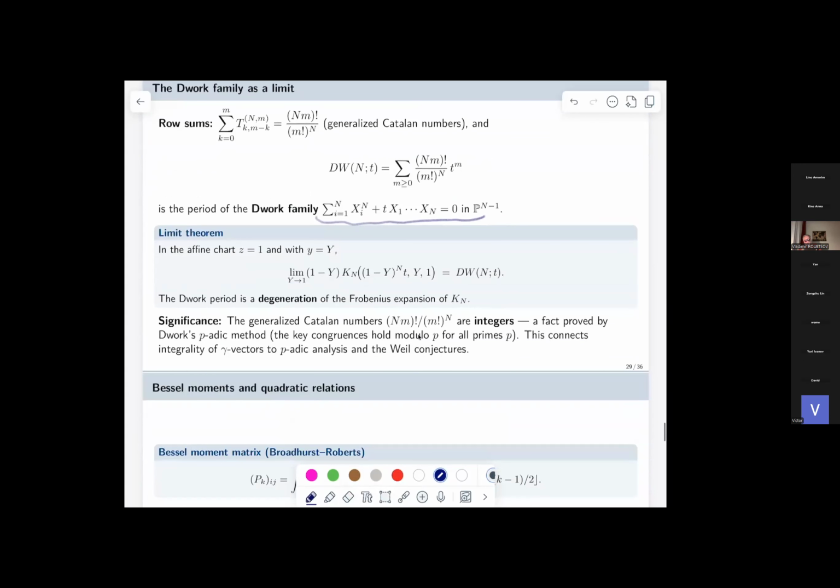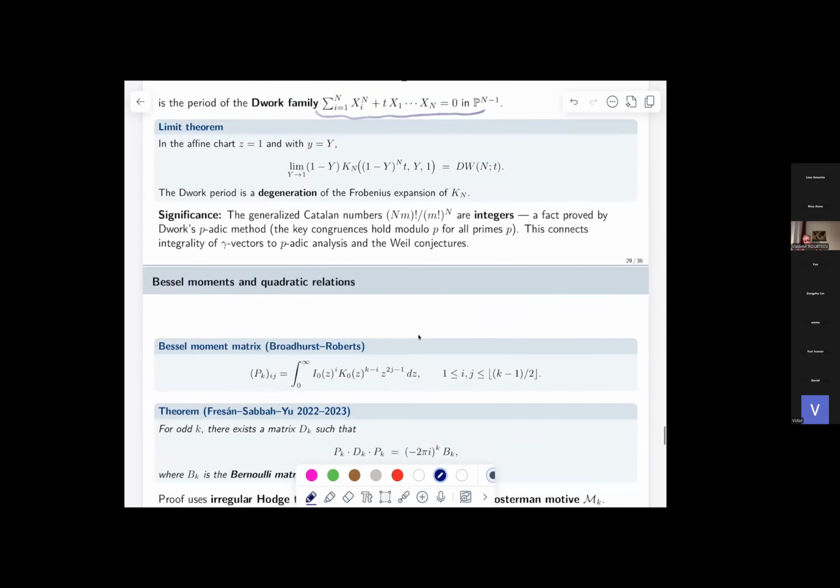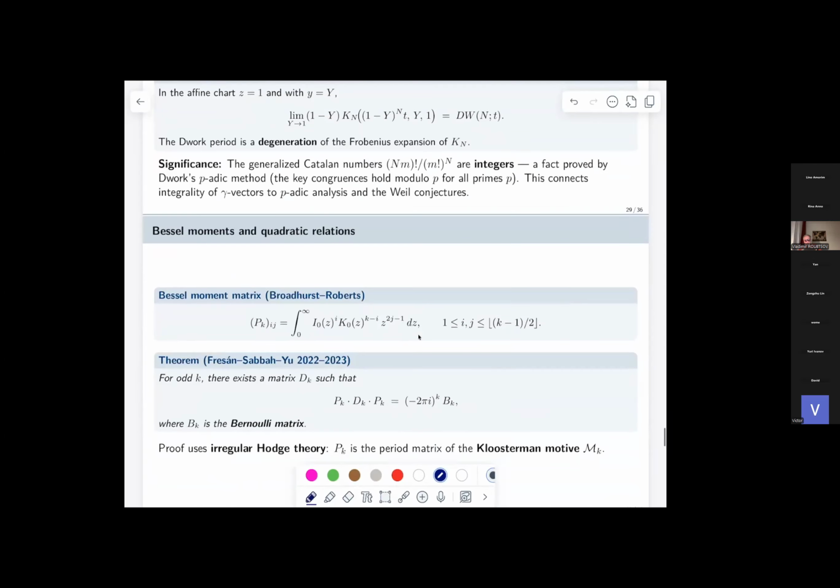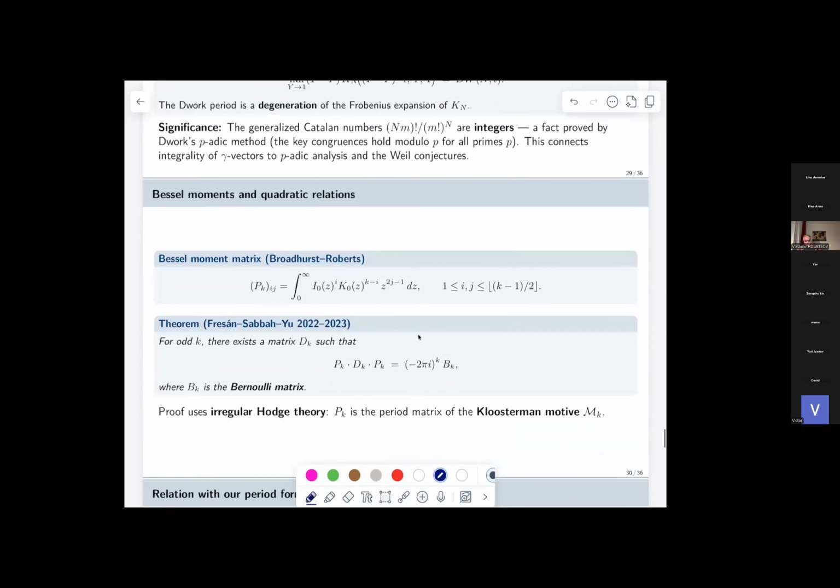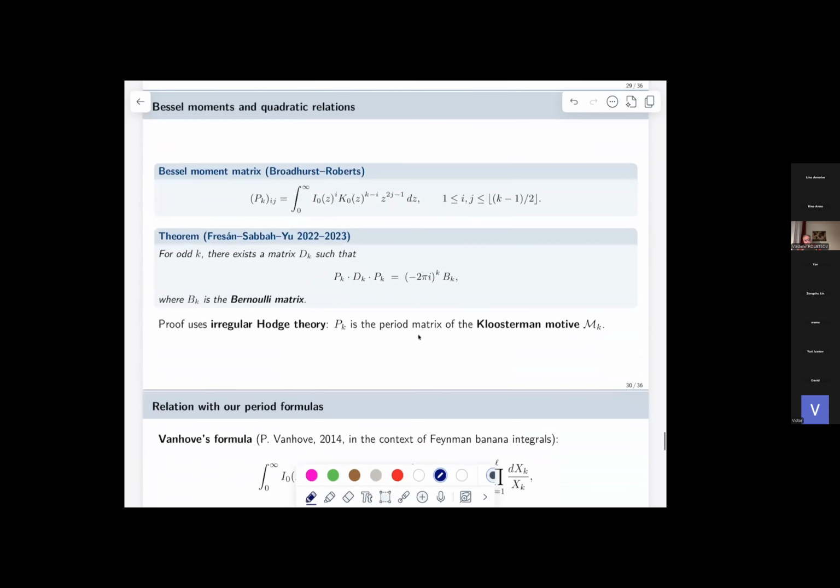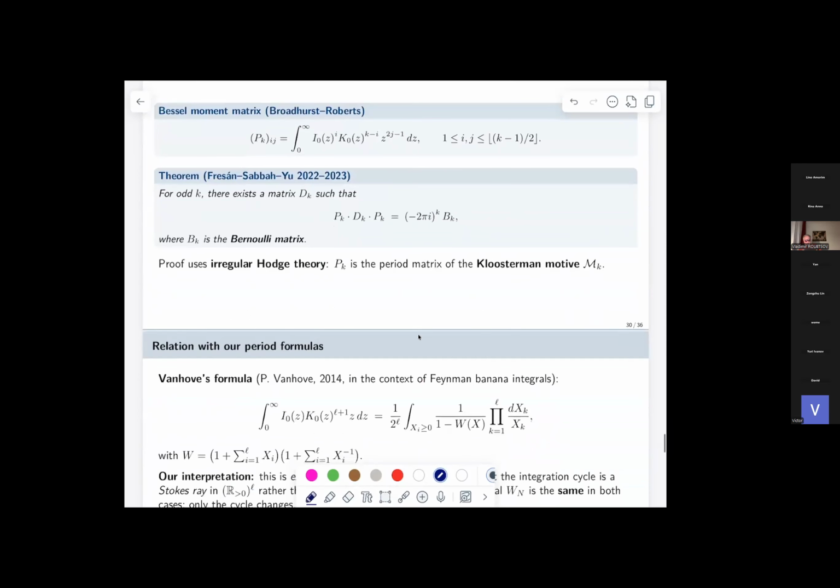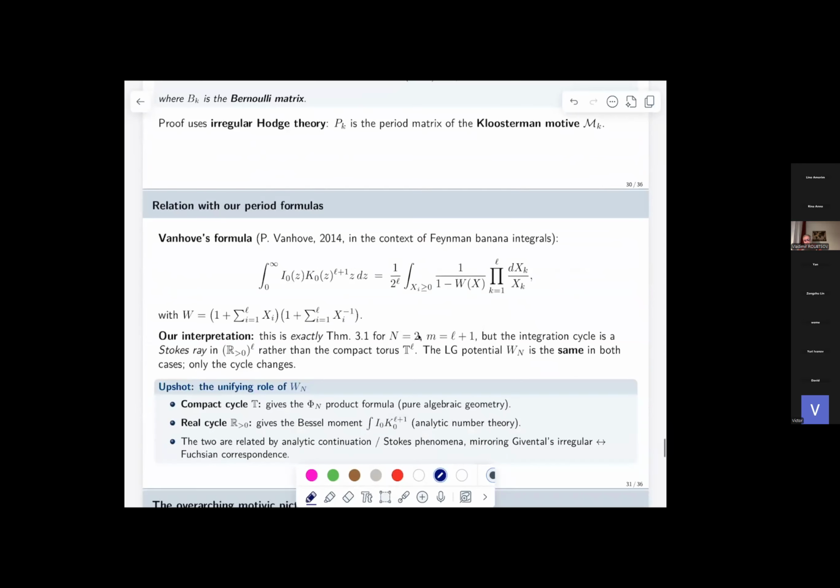For example, we can obtain generalization of Catalan and Narayana numbers. Okay, so I skip what I promised to say about these Kloosterman motives and Bessel momentum. And then I just only show you that our formula gives you the exact so-called Van Hoff formula for Hulik-Veril general polynomials.